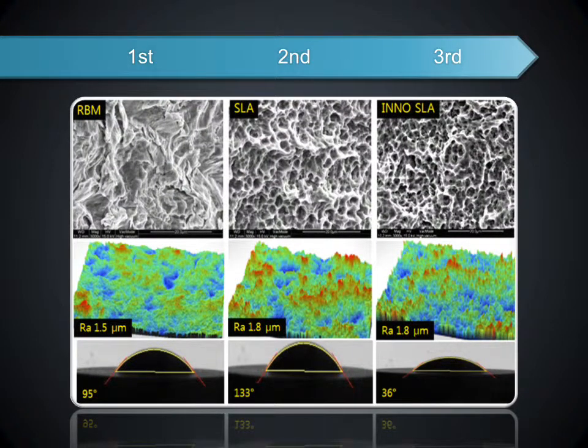With RBM sandblasting for rough surface, the average roughness is Ra 1.5 micrometer and the water contact angle is 95 degrees. With the hyperthermal acid etching, the average roughness is increased to Ra 1.8 micrometer and the water contact angle is 133 degrees. Finally, with alkali solution in vacuum condition for hydrophilicity, the water contact angle is decreased to 36 degrees.